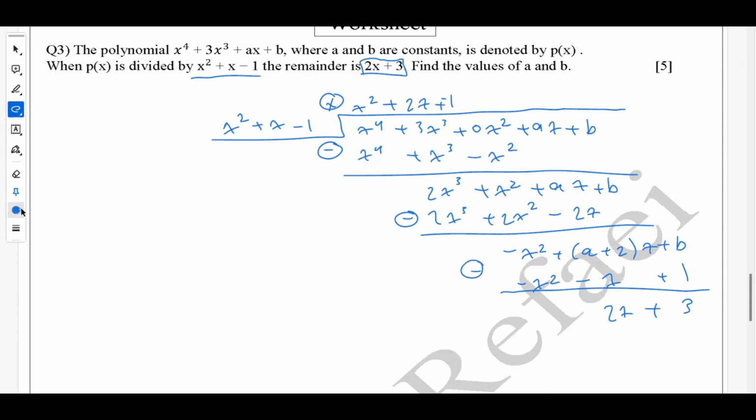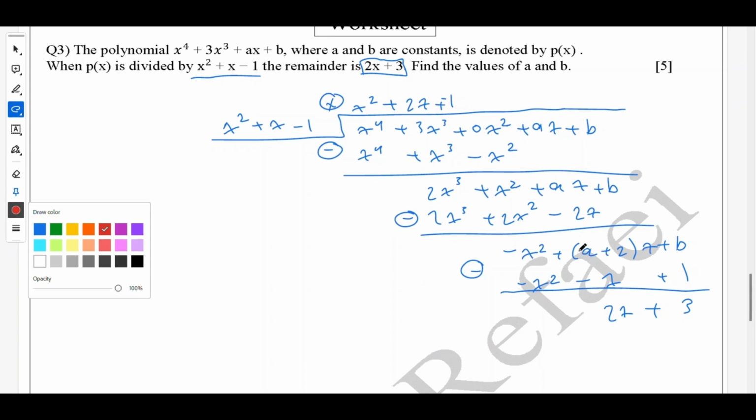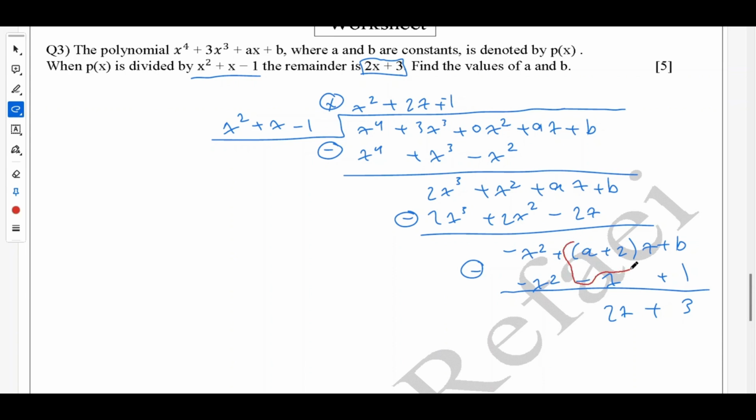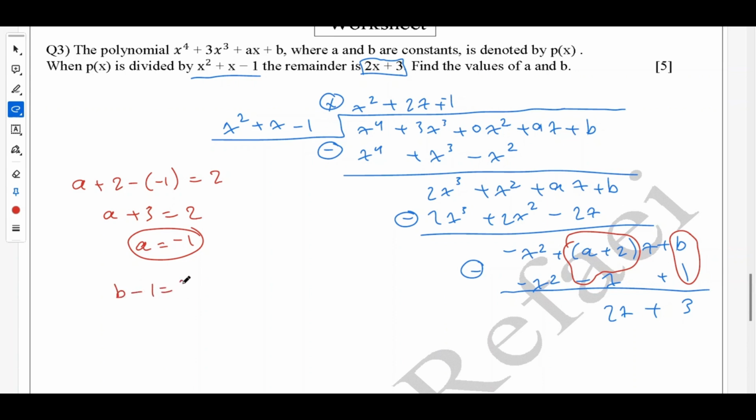According to that, I will have two equations. The first one: a plus 2 minus negative 1 equals 2, so a plus 3 equals 2, so a equals negative 1. Then b minus 1 equals 3, so b equals 4.